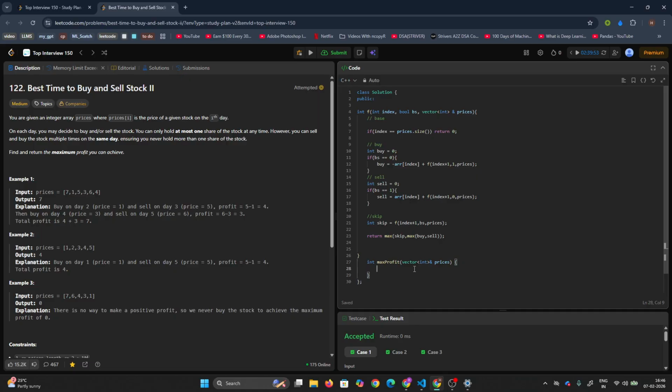So yeah, one thing we need to do is from the main function, we need to call return f of, we are starting from index 0 and currently we don't hold anything, so again 0 and prices. We are passing prices by reference so that the operation becomes fast. So let us try to run this. Okay, so it is prices, not arr. Let us correct that.